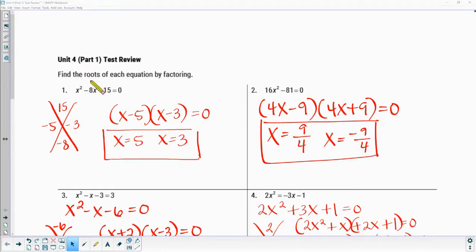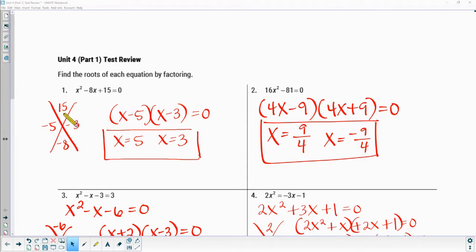So when you are finding the roots of each equation by factoring, remember roots are solutions, x-intercepts, it's where your graph is going to cross the x-axis. So you always want to make sure all of your terms are on one side of the equation and that it's equal to 0. Now let's go ahead and get started factoring.